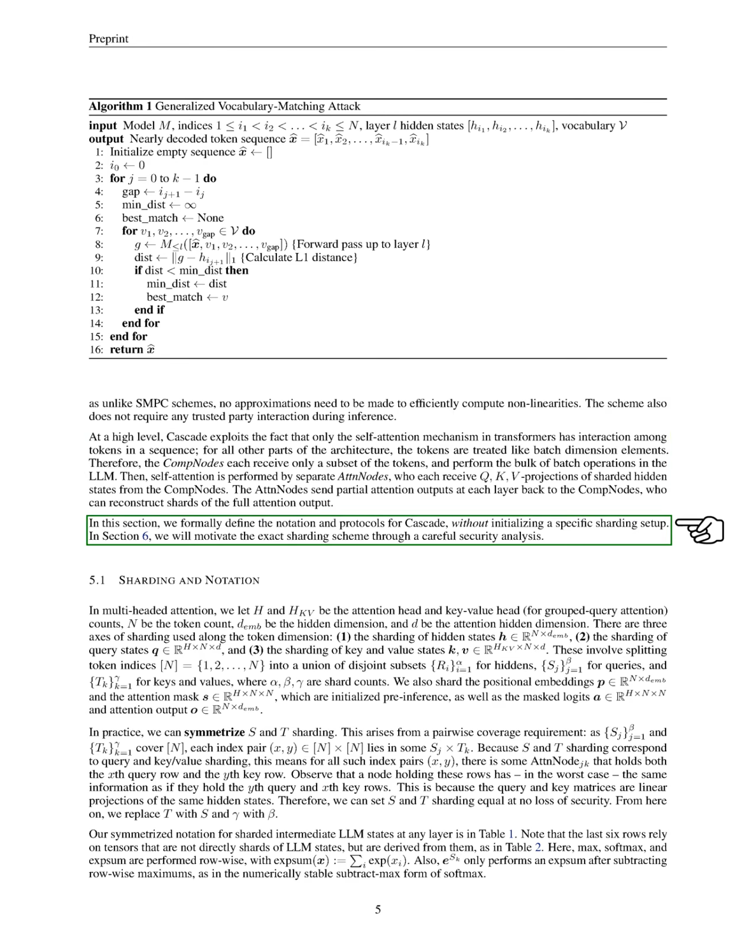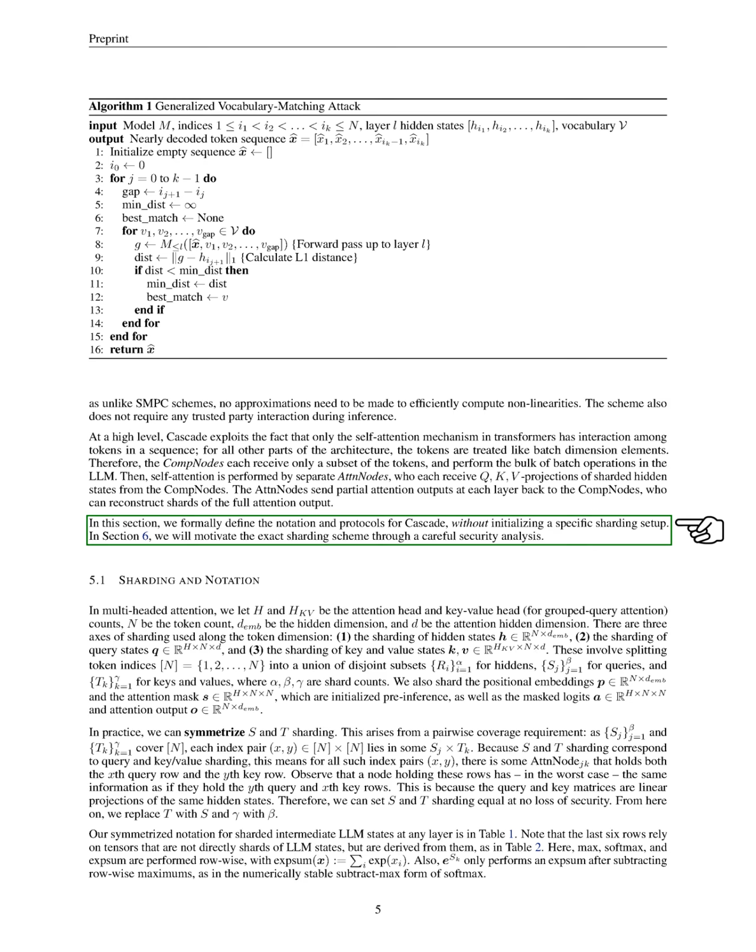Next, we define the notation and protocols for Cascade without specifying a sharding setup. In the security analysis section, we will clarify the sharding scheme based on a thorough security evaluation. For sharding and notation, we define several parameters: the number of attention heads, the number of key value heads, the total token count, the hidden dimension, and the attention hidden dimension.